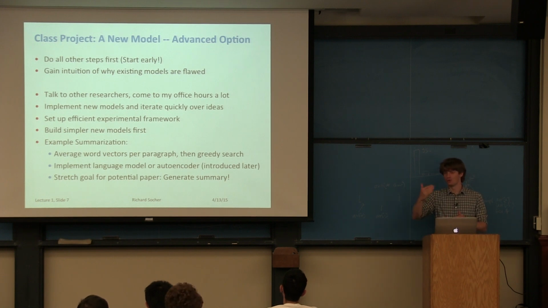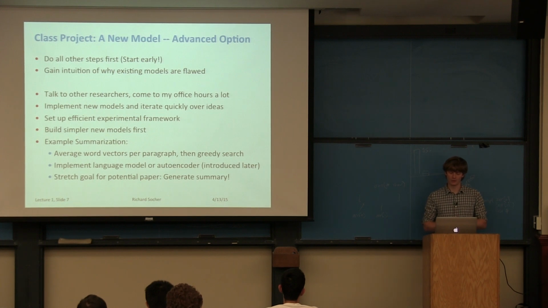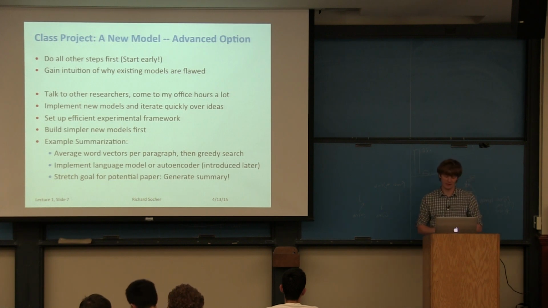And then you can do something more sophisticated, like you could implement a language model, which we'll describe soon, or an autoencoder, which is another type of neural network we'll go over soon, and implement something slightly more complex, but not insanely complex. And then if you really want to push the boundaries of what's possible today, you can have a stretch goal. And for summarization, for instance, that could be using a recurrent neural network, which we'll cover in the next lecture, and actually try to generate your summary instead of just finding extractive summaries, or finding paragraphs that fit well together and you just put them together in a new way.